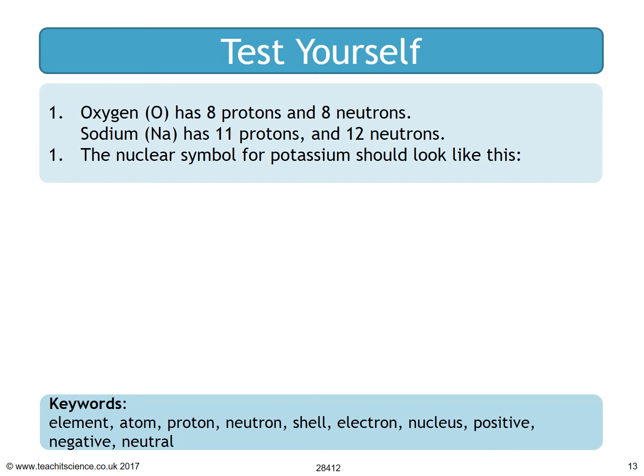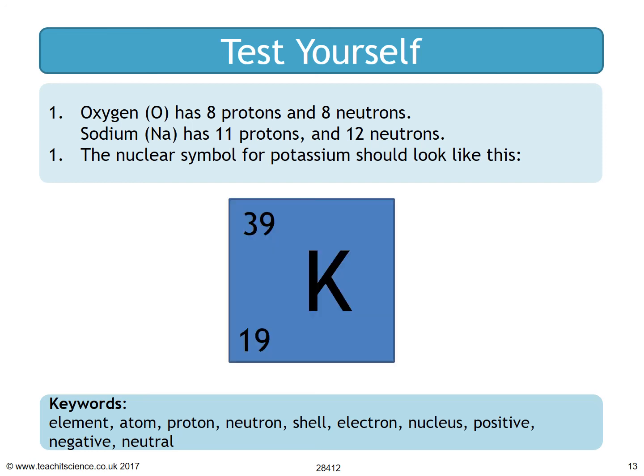The second question was, the chemical symbol for potassium should look like this. So we can see that potassium has 19 protons, which is the atomic number or proton number, and it has 20 neutrons, making a total of 39, and the number 39 is your mass number.